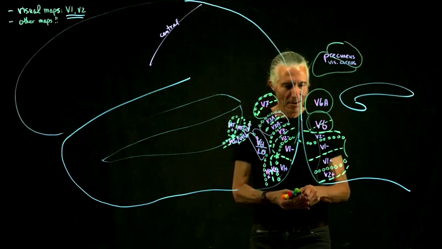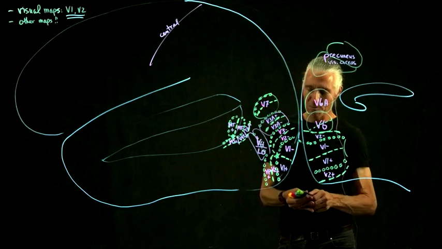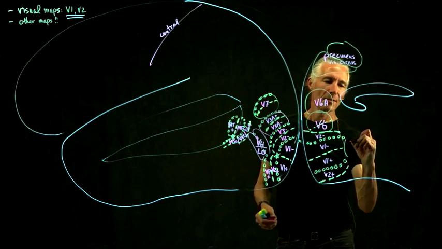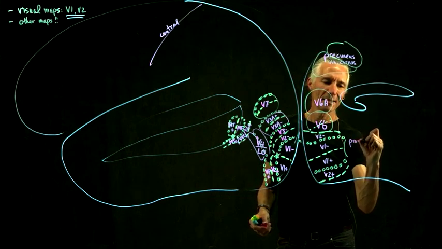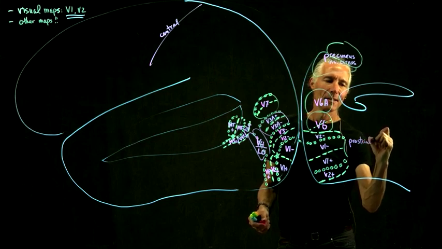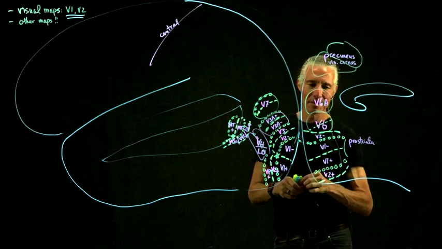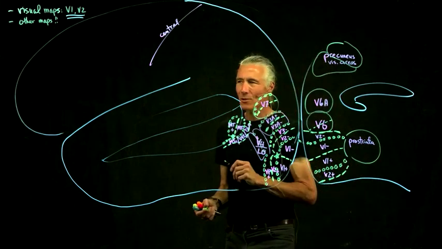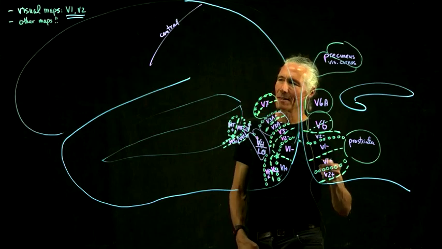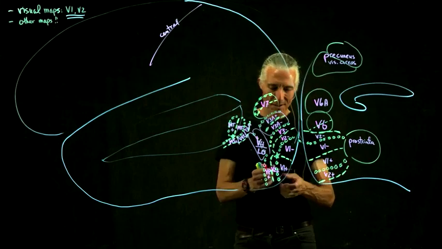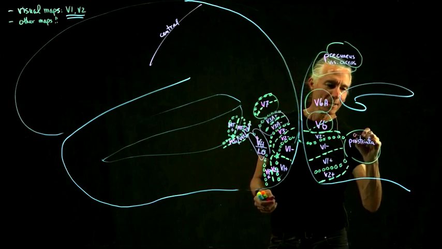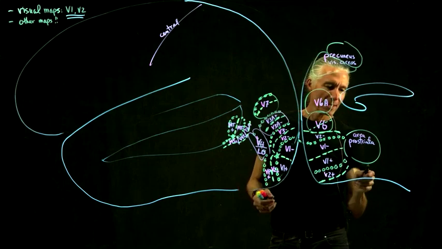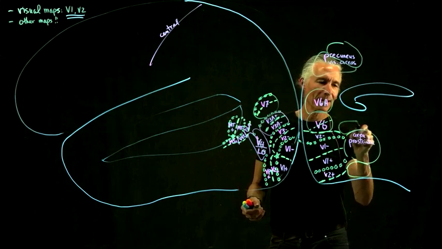There's another area that's actually in front of V1, a couple areas in front of V1. This area is called prostriata. And the origin of that term is that it looks like a primitive striate cortex. V1 is striate cortex. So sometimes this guy is just called area prostriata. And there's a couple additional areas above and below that guy. I won't even label them.